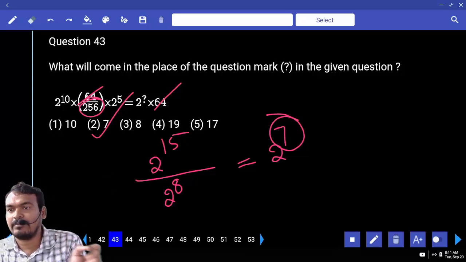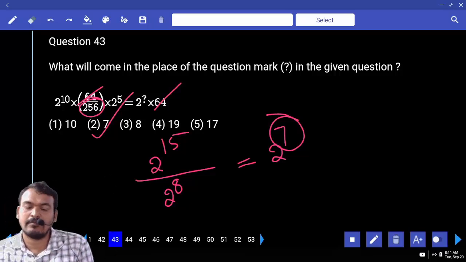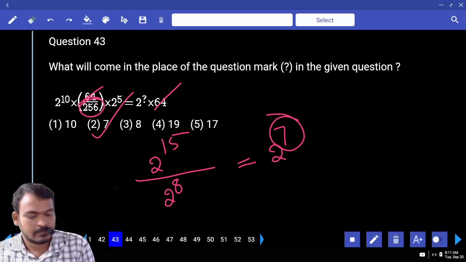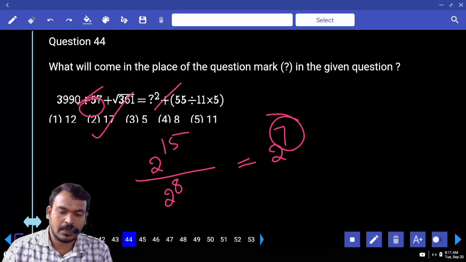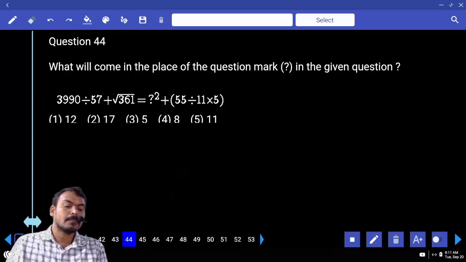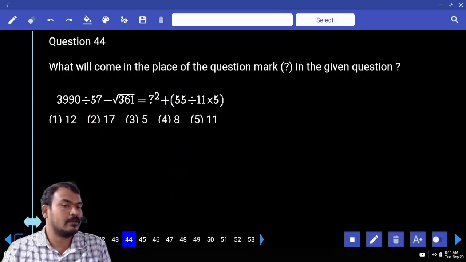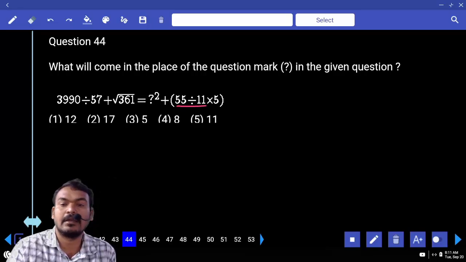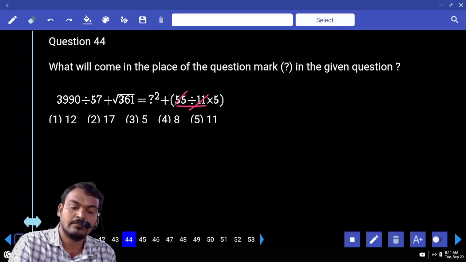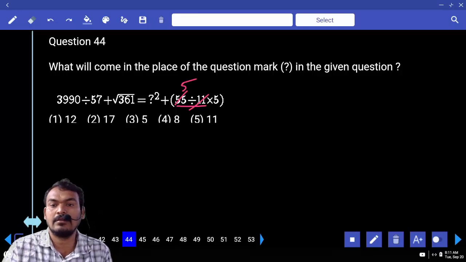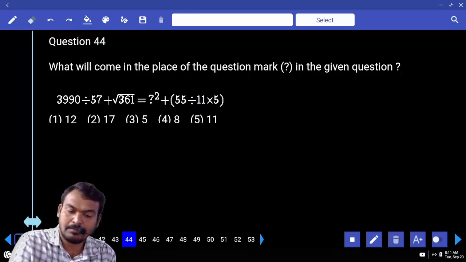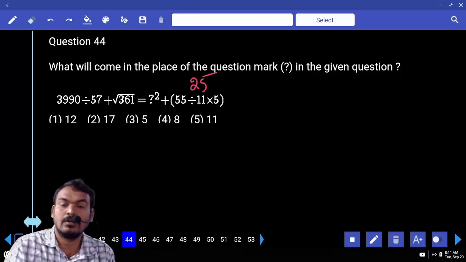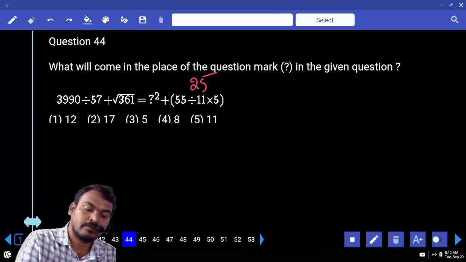Actually 2 power 7 equal to 2 power something. Then something value is how much? 7. Next question number 44. First priority right hand side value or not? What is the right hand side bracket value? 55 divided by 11. Almost how many times? 5 times. 5 5s are 25. Then right hand side bracket value total is how much? 25. Next, square root of 361 means 19.